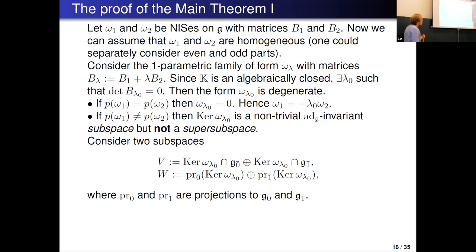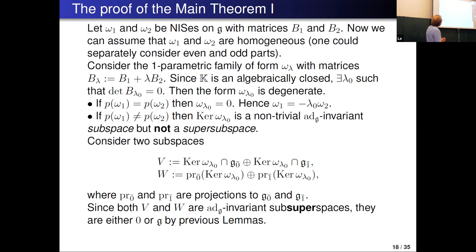Consider two symmetric subspaces in the form. It's a projection on the intersection with the odd and even parts, and we take a projection of the kernel on the even and odd parts. Again, from the condition of invariance, these two are ad-invariant and they are not proper subspaces. And by the previous lemma, they should be either zero or g itself. Okay, so since the form is not zero, V shouldn't be equal to g itself, otherwise the form will be zero, so it should be equal to zero.